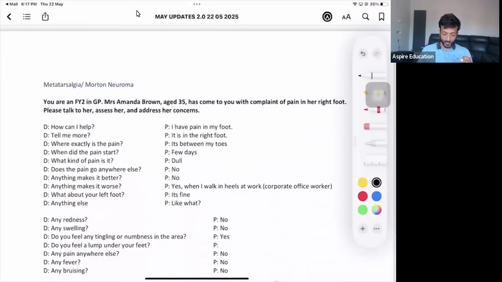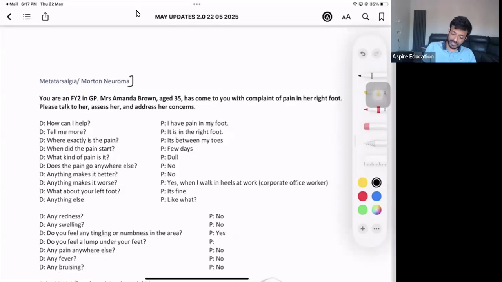Okay, then metatarsalgia, Morton's neuroma. It's been coming for a very long time, right? So easy scenario. Just one thing, remember, there are some clinchers there. The patient is working in corporate and the patient is wearing high heels. That's the main thing, right? And the patient is having pain between the second and third metatarsal.